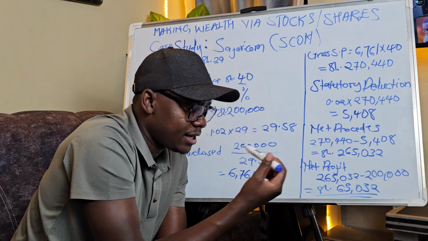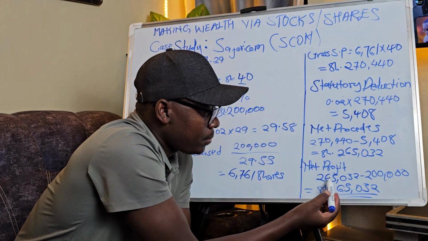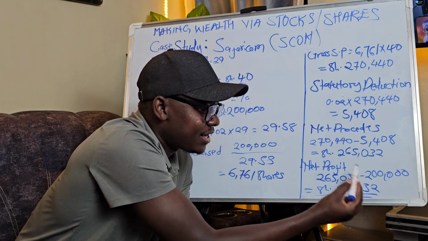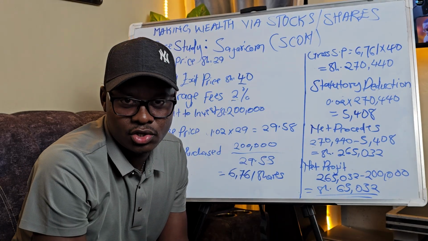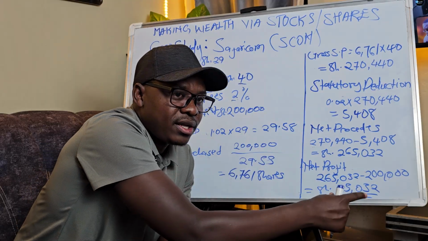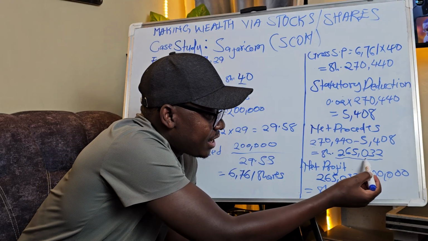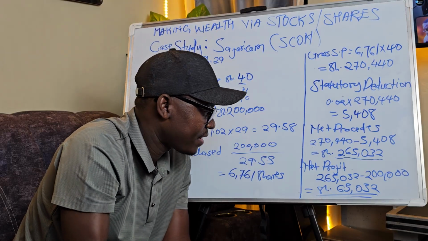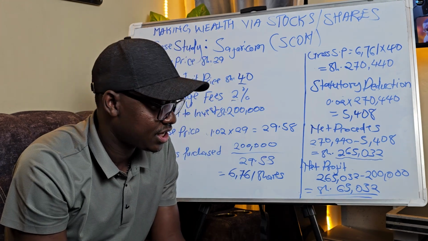Then, for you to get the net profit that you've actually made, just subtract the amount that you invested, which is 200,000, from this. This is the net profit that you've made. You can actually withdraw it, or if you choose to reinvest, you can take this and use it again. Or if you want to enjoy your profit, maybe use it to do some other stuff. So the net profit is 65,032 shillings.